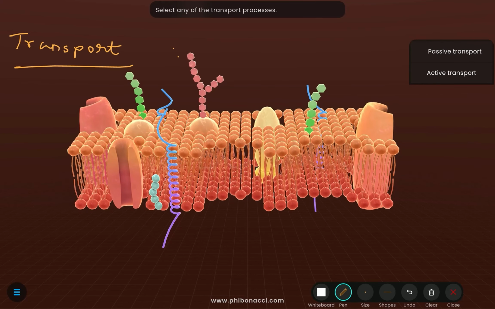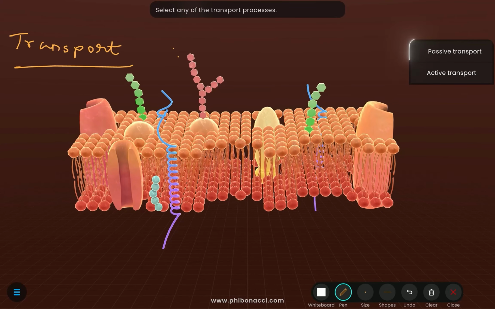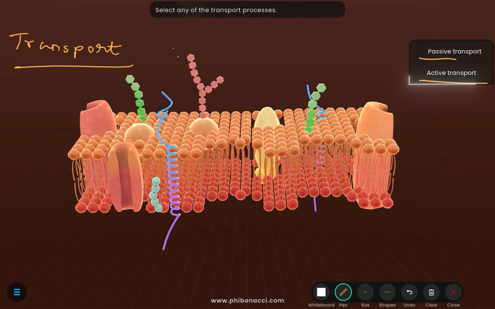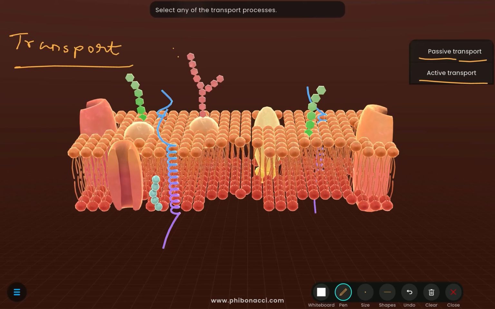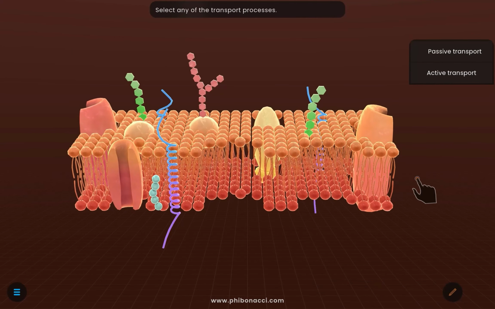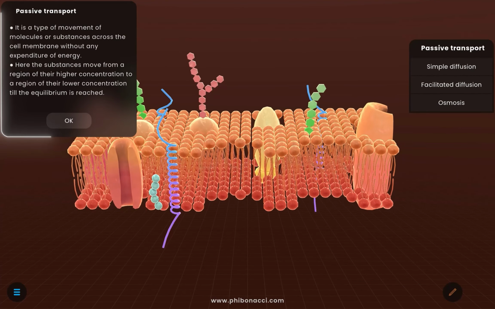Now these transport processes can be of two types. It could be passive transport, or it could be active transport. So we'll have a look at both types of transport processes. Let's select one first. We'll have a look at the passive transport.